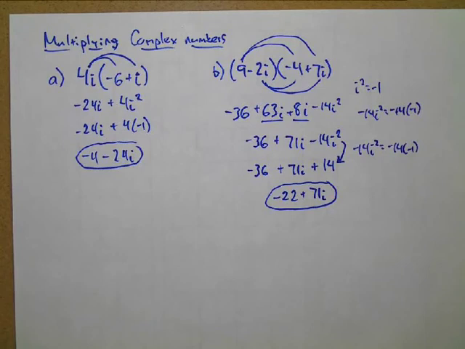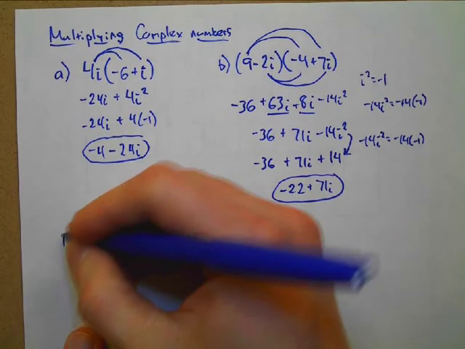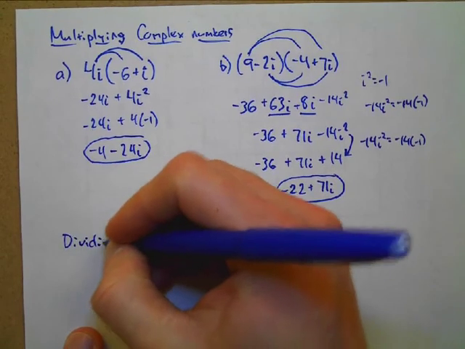Okay. All right. We've done addition. We've done subtraction. We've done multiplication and simplification, but we haven't done division. So here we go. Division. The favorite. The best. Okay. The best one. Dividing complex numbers.